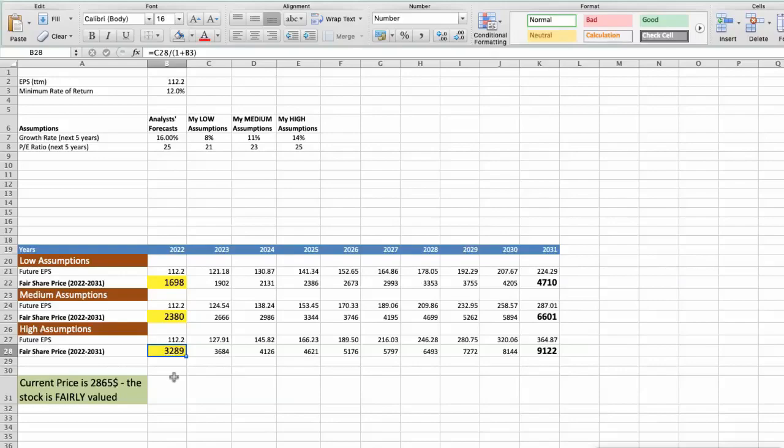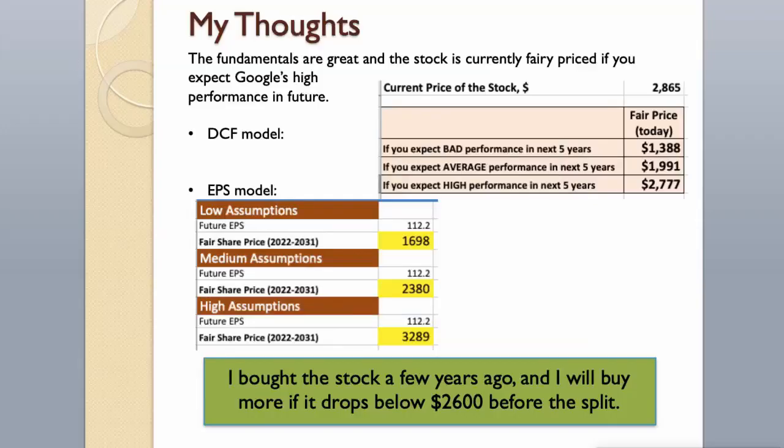As you can see, today the stock is fairly valued, $2,865, if we expect the company's high performance in future. The fundamentals are great and the stock is currently fairly priced if you expect Google's high performance in future.